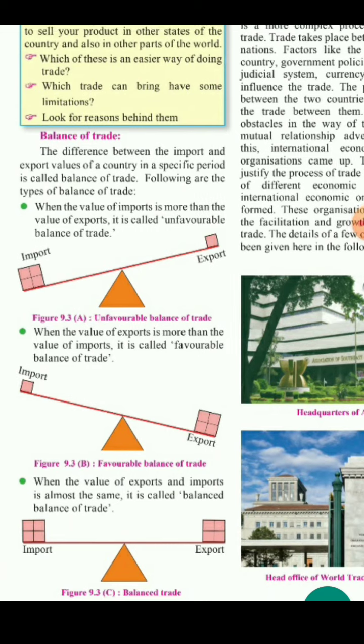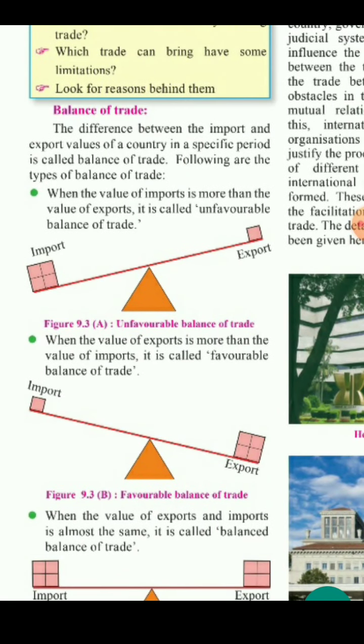Now we move ahead with the lesson, balance of trade. Very important part. Please listen carefully. Difference between the import and export values of a country in a specific period is called balance of trade. I repeat, this is the definition of balance of trade. Difference between the import and export values of the country. Dear students, here the word value is very important. We are not talking about the quantity of import and export, but we are talking about the amount of import and export. So the difference between this import and export amount or import and export value made by the country in a specific period is called the balance of trade.